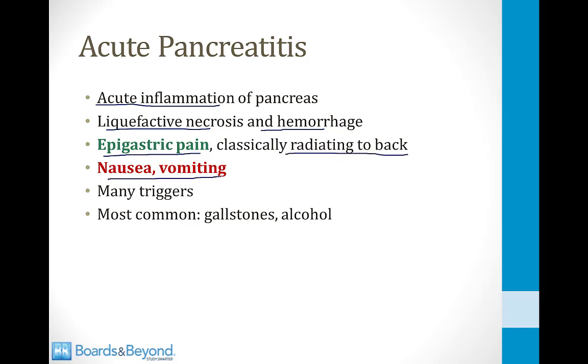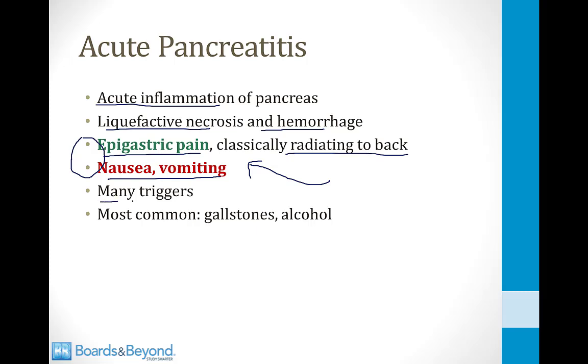Now you may know that there are many different GI disorders that can cause belly pain, nausea, and vomiting, so it's hard to distinguish acute pancreatitis from other causes. And as we'll talk about later, there are pancreatic enzymes that are often checked in anyone who presents with these types of symptoms in order to rule out acute pancreatitis.